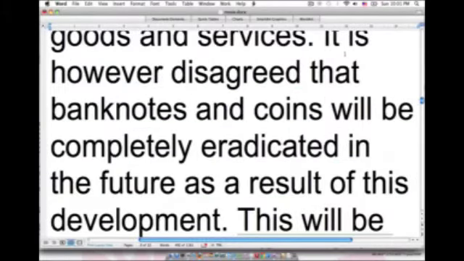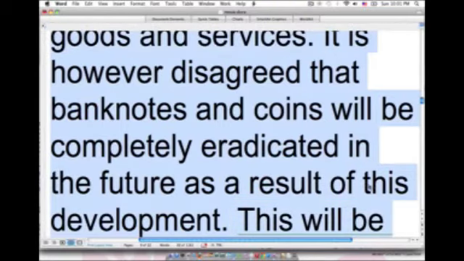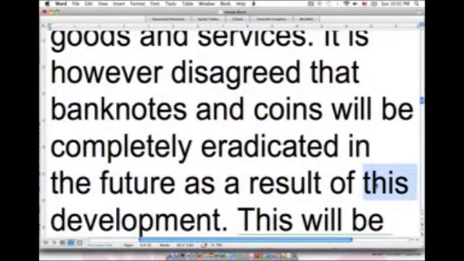Okay. It is however disagreed that banknotes and coins will be completely eradicated in the future as a result of this development. Another nice use of cohesion this student has employed by using "this." They're referring to what they were saying before, about electronic currency becoming more and more popular. They said even though this is happening, it will never completely replace the use of physical money.